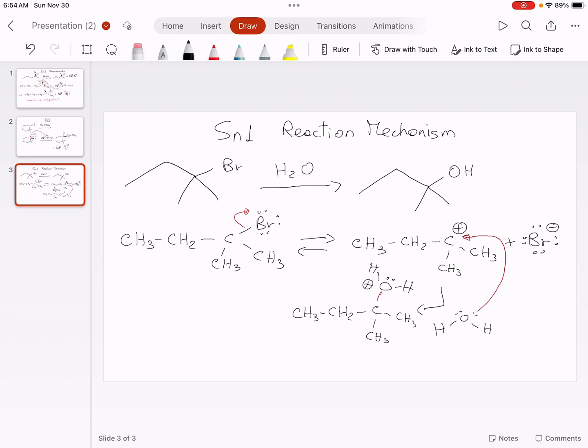This is not yet the final product, as we need to use another molecule of water to deprotonate this intermediate. Oxygen takes the extra hydrogen and the electrons fall back onto the oxygen of our starting material to make it into the final product. So the final product is going to be an alcohol. And the side product is going to be H3O+.